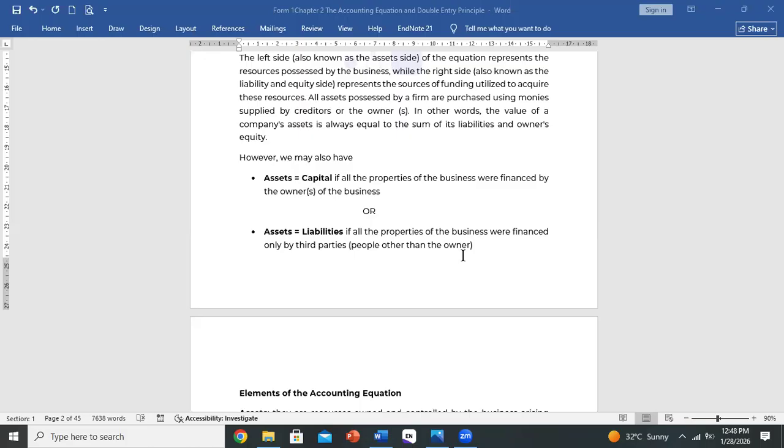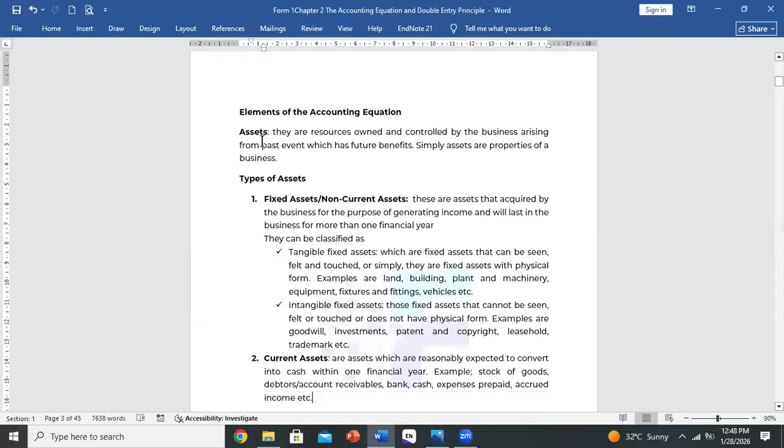So examples of assets, I'm sure you can tell me plenty: land, building, cash, stock of goods or inventory, debtors, okay, all those things. Very well. But they are divided into two types: the current and the non-current. I think you remember all these theories, right? So I think I may have to share these notes with you. So my definition of asset, as you see here: they are resources owned and controlled by a business arising from past events which has future benefits. That's very key. Simply, assets are properties of a business.